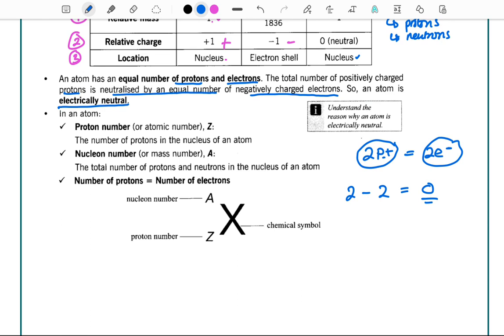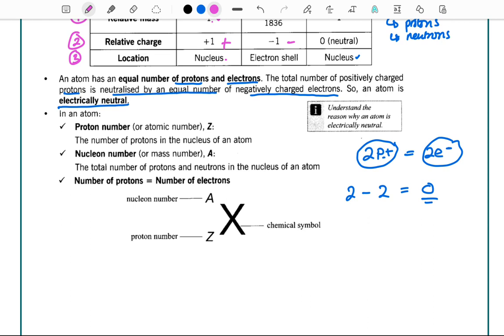So another question that may come might be to describe or explain why an atom is electrically neutral. So you then have to say that the number of protons is equal to the number of electrons, so the charges cancel out each other, making the atom electrically neutral. Then we go to the other point.